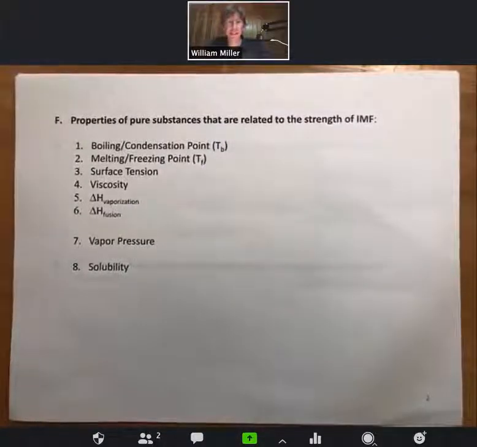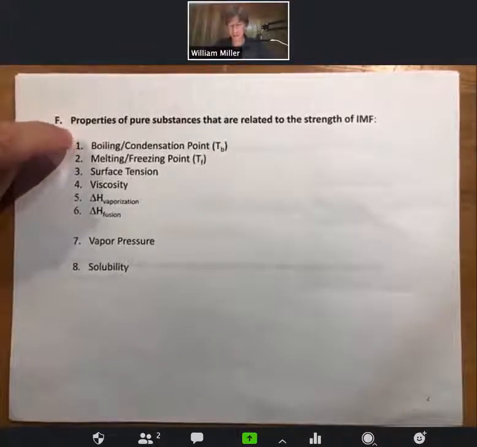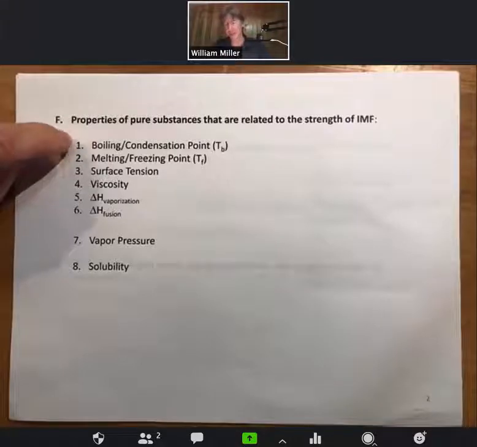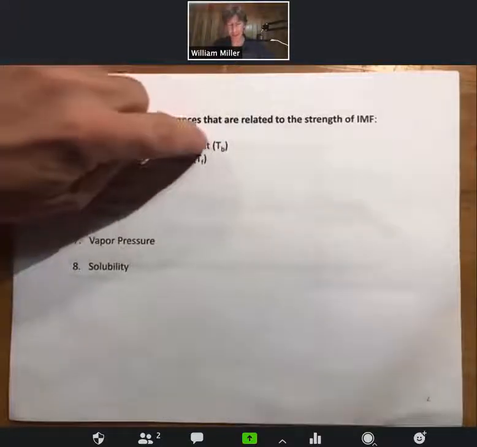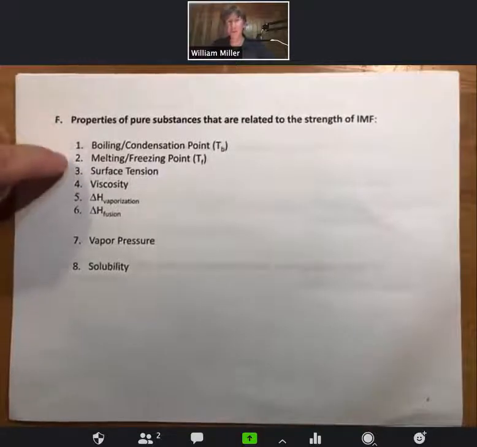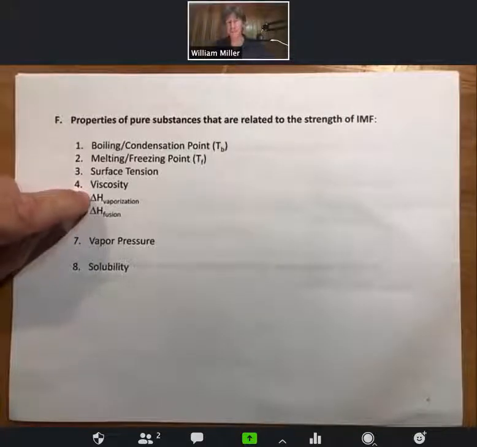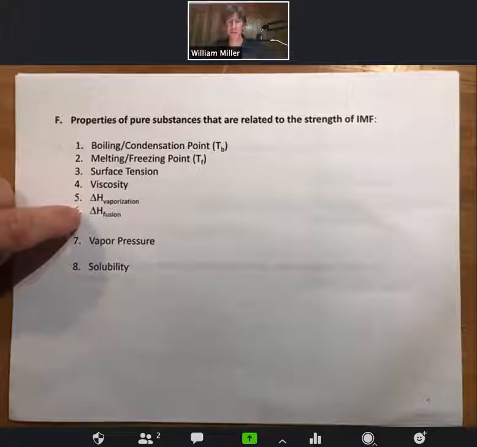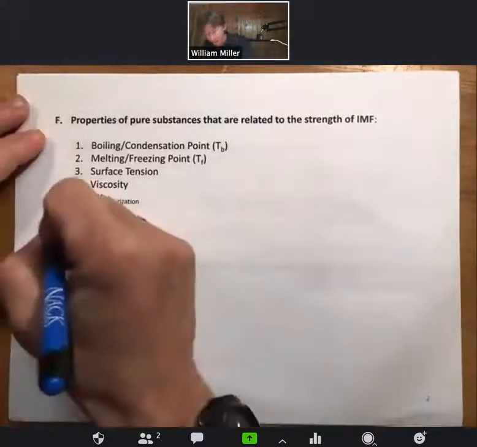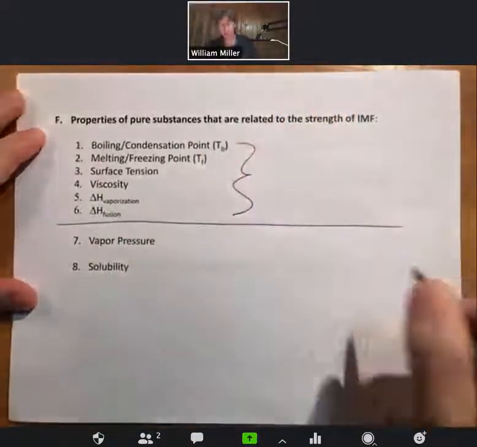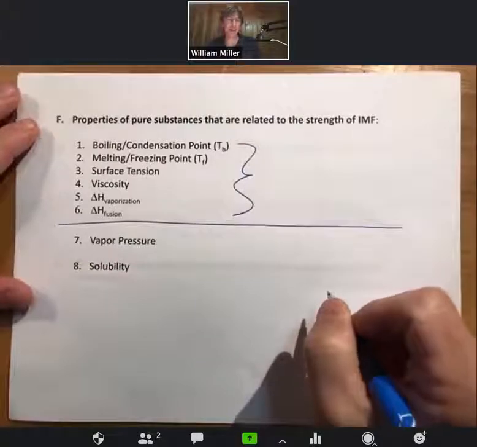Now, we're very interested in intermolecular forces, IMFs, because they relate to a lot of the properties of pure substances. We're going to focus most of our time on boiling point and condensation point, where condensation is just the opposite of boiling, and melting and freezing point, TF and TB. Those are the two main properties we'll talk about. We'll also mention surface tension, viscosity, delta H of vaporization, and delta H of fusion. These are the energies associated with vaporizing, and fusion is the solid to liquid transition. For all of these properties, the property increases as IMF increase.